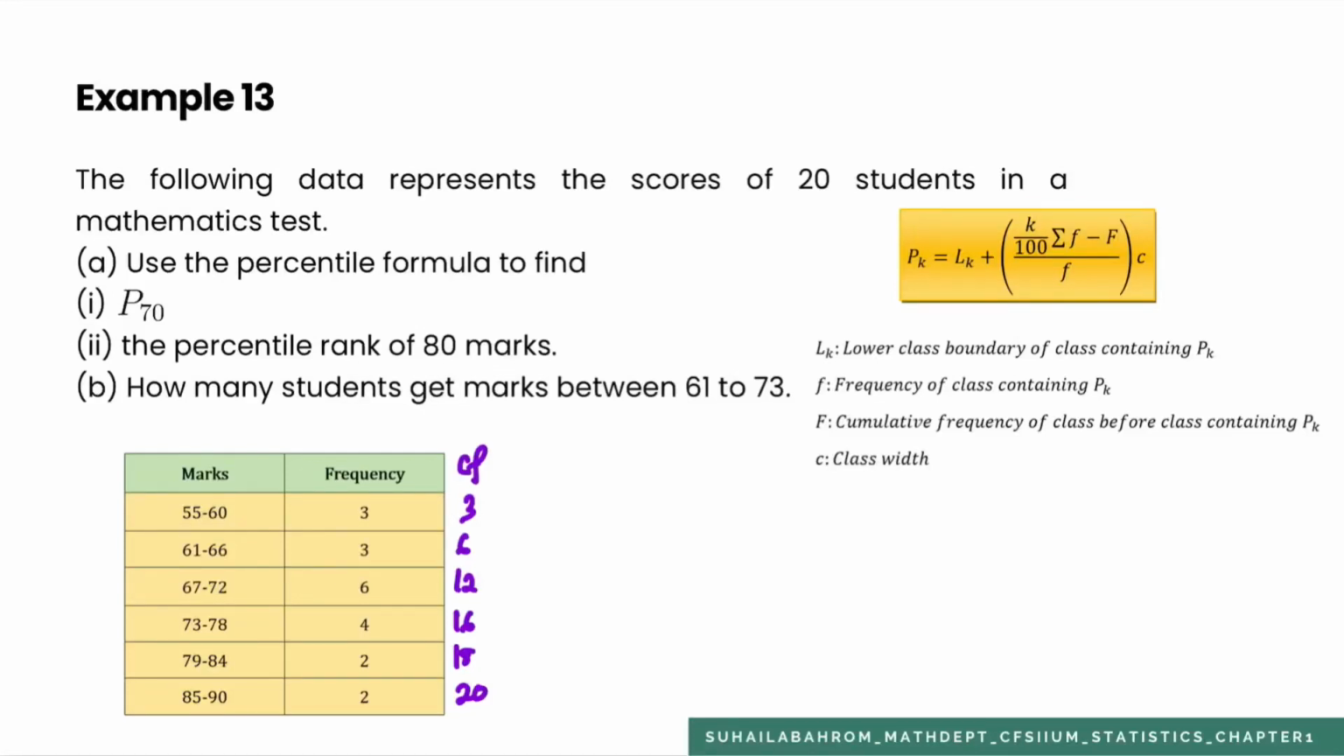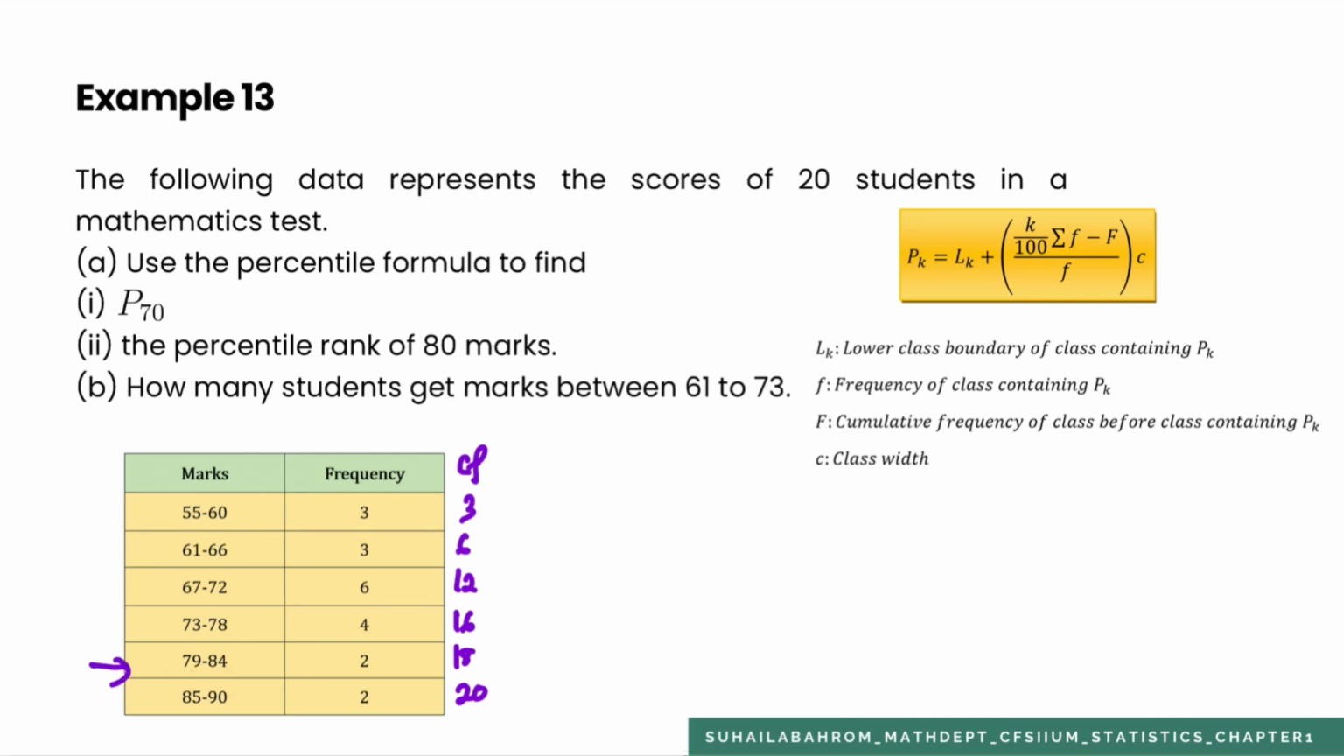Now let's proceed to find out the second part, which is finding the percentile rank for the active marks. For this one, the variable is marks. This is the frequency and this is our cumulative frequency. In order to get the percentile rank for this marks, which is 80, you can just refer to the column marks. So 80 is located on the interval between 79 to 84 marks.